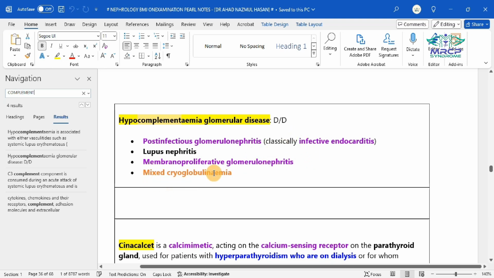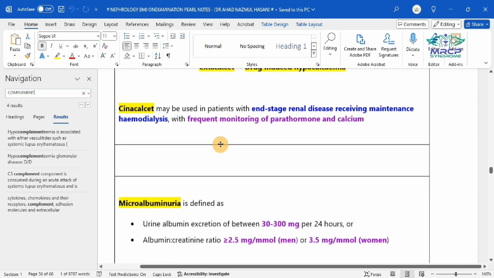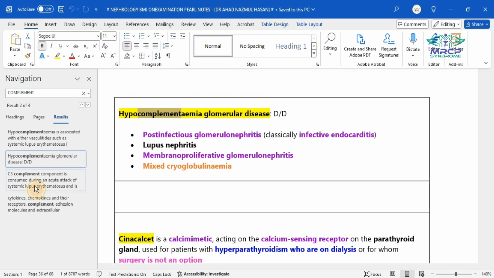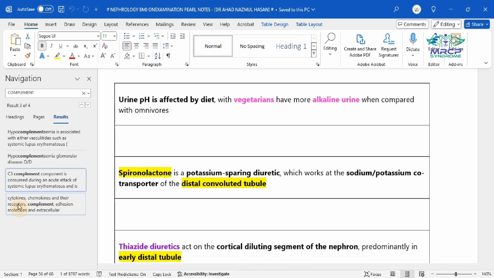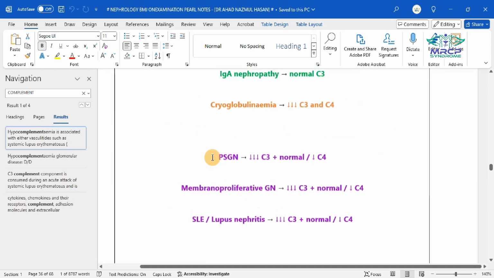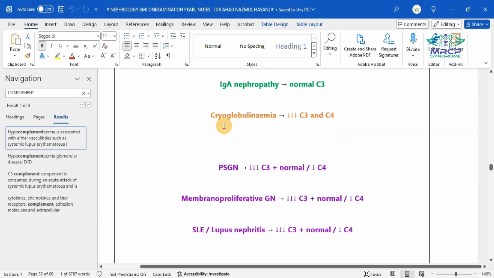In the BMJ, one extra is given. This is the mixed cryoglobulinemia. So in all these conditions, the patient will have a low complement level. And regarding the complement level, cryoglobulinemia is the exception. In this case, there would be significant reduction of both C3 and C4. So if both complement levels are significantly reduced, both C3 and C4, this indicates cryoglobulinemia.